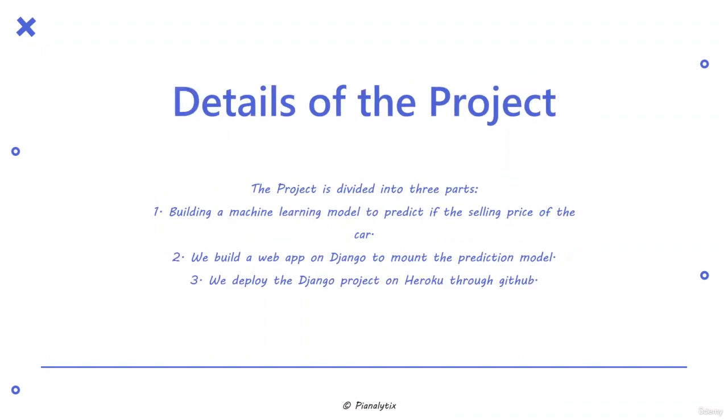So details of the project. Now the project is actually divided into three parts. The first part is building a machine learning model. So we will be building a machine learning model, that is a random forest regressor model, to predict the selling price of the car. Now next, we will be building a web app on Django to mount this prediction model. And lastly, we will be deploying the Django project on Heroku through GitHub.